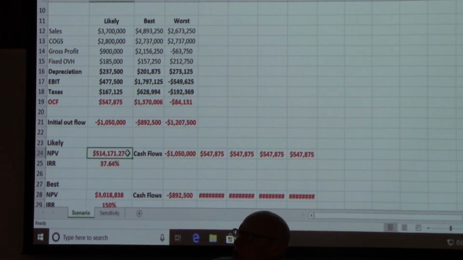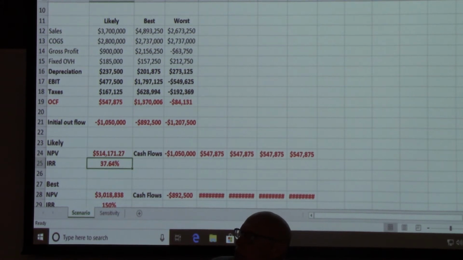Now what you could do is hit CF0 on your calculator to double check. CF0 is equal to 1,050,000 plus minus. Enter, down arrow. CO1 is 547,875. Enter, down arrow. FO1 is 4. Enter, down arrow. NPV I equals 15. Enter, down arrow and compute, and you should get this.